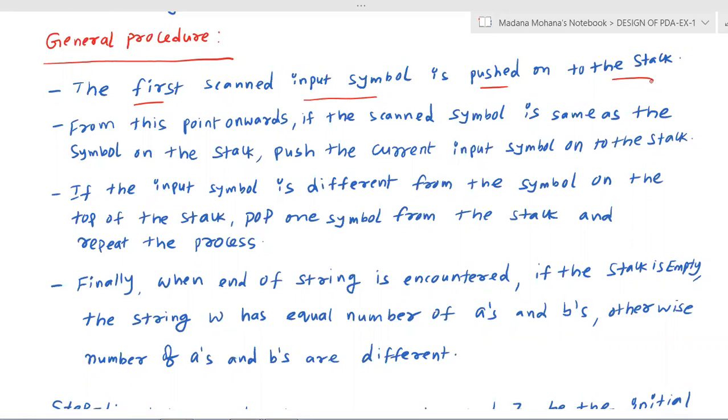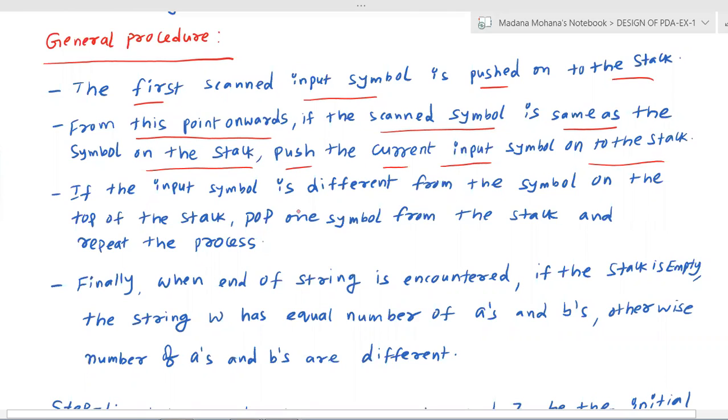Because the string may start with A or may start with B, any symbol can be pushed onto the stack. From this point onwards, if the scanned symbol, that means the input, is the same as the symbol on the top of the stack, then you have to push the current input symbol onto the stack.